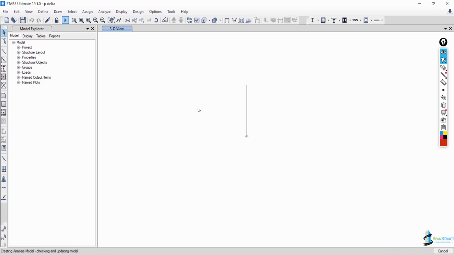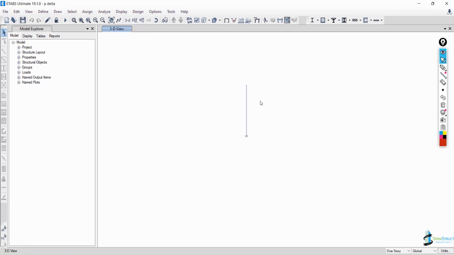Before, we have not given the P delta analysis here, we have not considered the P delta effect. But right now we have done the P delta analysis and considered the P delta effect. Actually the P delta is not an analysis, we can say P delta is an effect. So after applying the P delta, you will get a P delta effect.